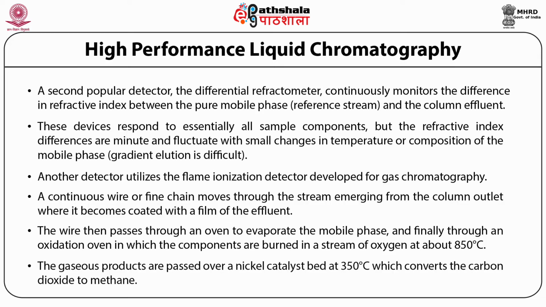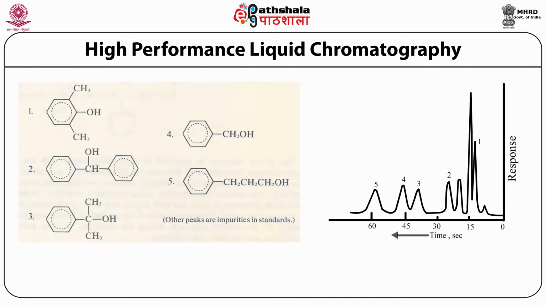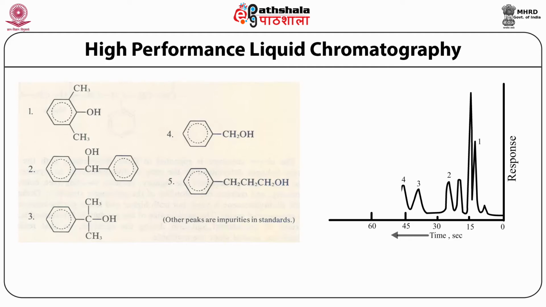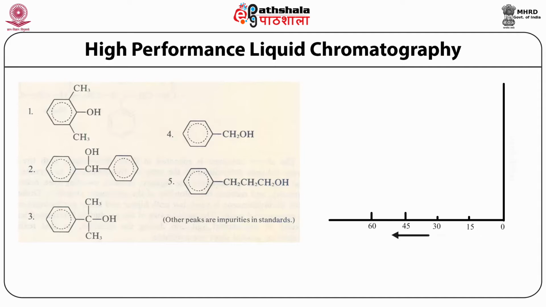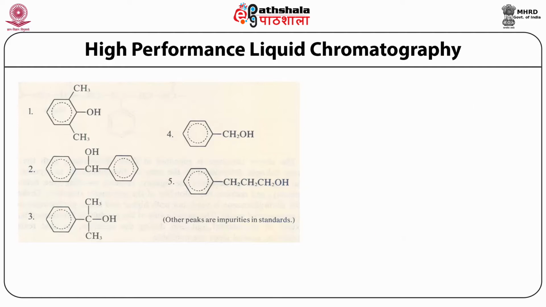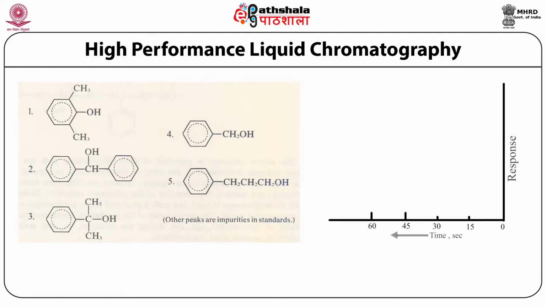The gaseous products are passed over a nickel catalyst bed at 350 degrees centigrade, which converts the carbon dioxide to methane, a substance that is readily measured by the flame ionization detector. A typical high performance liquid chromatograph is shown in figure 1. In this figure, five components have been resolved by a single experiment. Components 1, 2, 3, 4, 5 are shown separately here, and they are resolved and can be identified. The separation is very clear, as can be seen from figure 1.